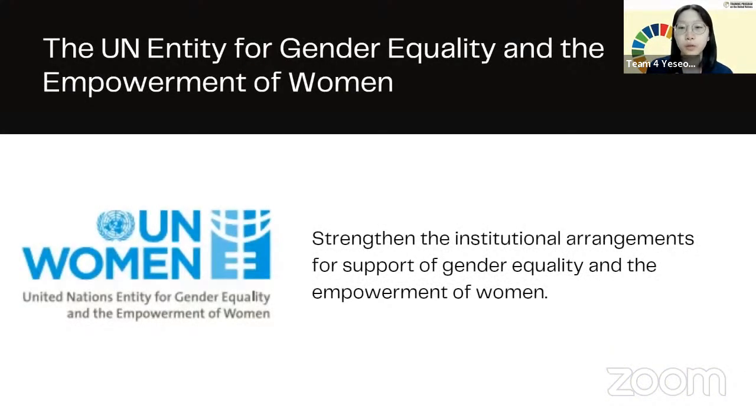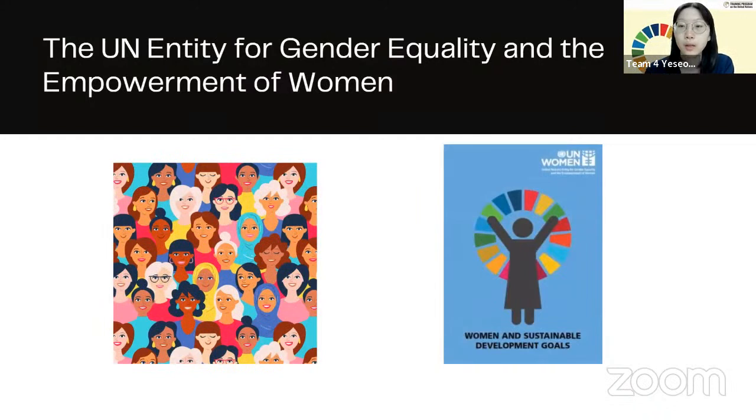The next is the UN Entity for Gender Equality and the Empowerment of Women. Their primary initiative is strengthening the institutional arrangements for support of gender equality and the empowerment of women. It further decides that the mandate and functions for the entity shall consist of the consolidated mandates and functions of the Office of the Special Advisor on Gender Issues and Advancement of Women, the Division for the Advancement of Women, the United Nations Development Fund for Women, and the International Research and Training Institute for the Advancement of Women, with the additional role of leading, coordinating, and promoting the accountability of the United Nations system in its work on gender equality and the empowerment of women, and that any new mandate shall be subject to approval by intergovernmental processes.